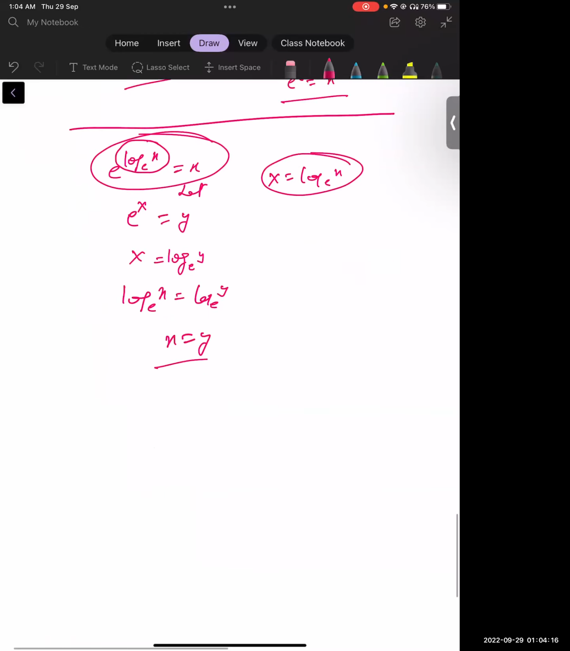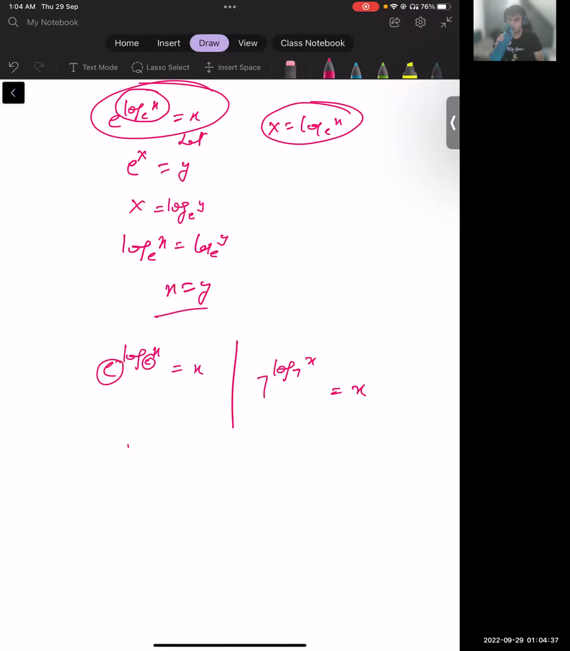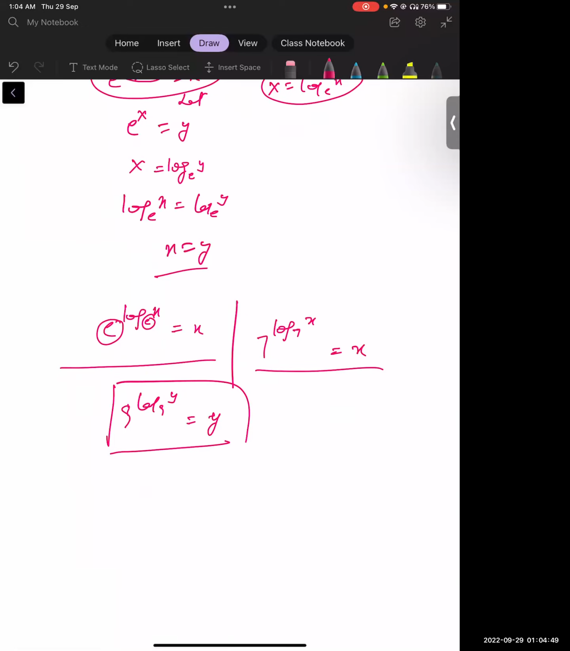So what I am telling you is another property: if the base and the number are the same over here, the answer will be x. Now, another property in the same pattern. Suppose it is 7 to the power log x to the base 7. What will the answer be? x. Suppose it is 9 to the power log y to the base 9. It will be y. Got it? This is another property which you must know: if the number and the base are the same, it will be cancelled out and it will always lead to the same number, whatever it is.